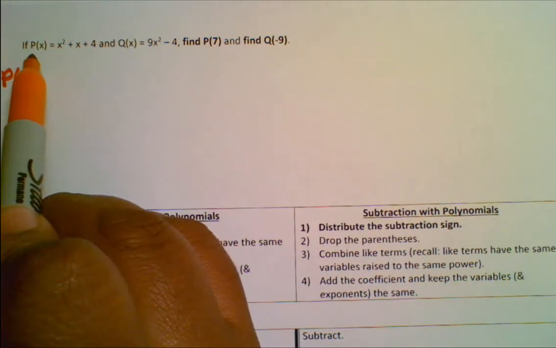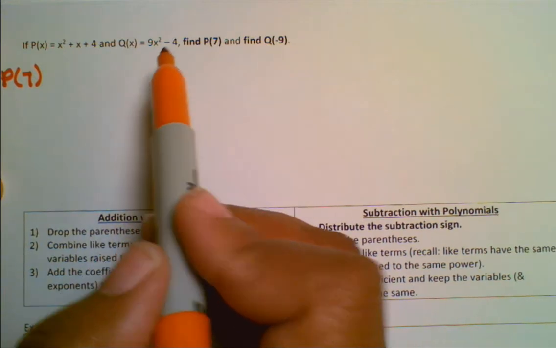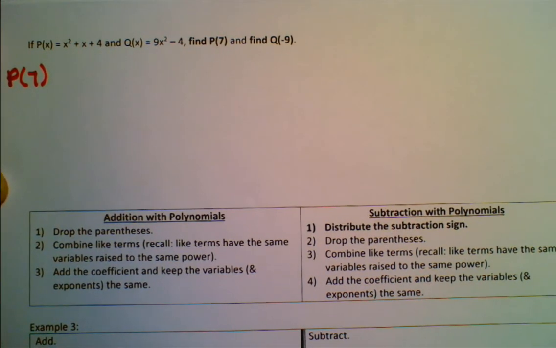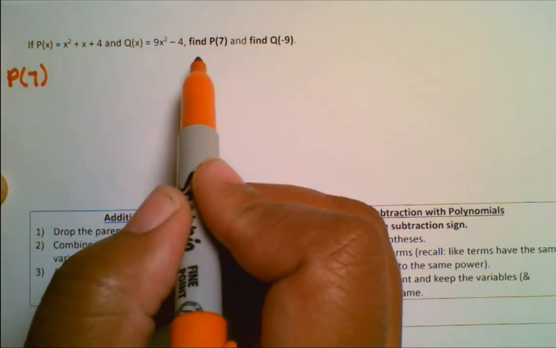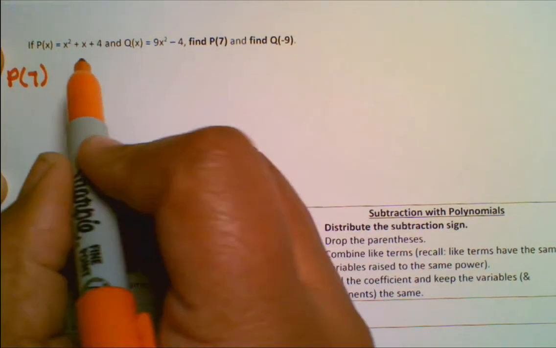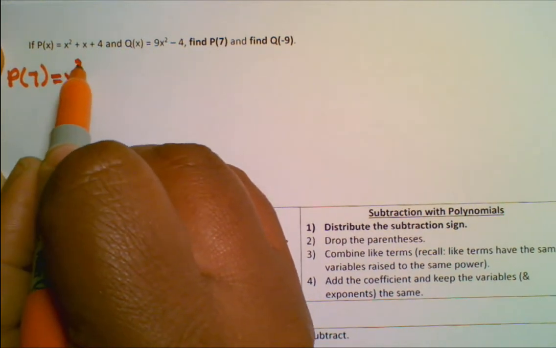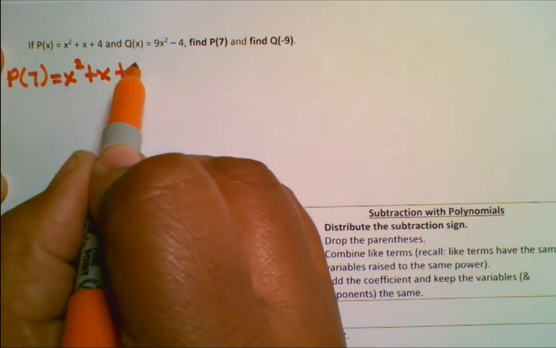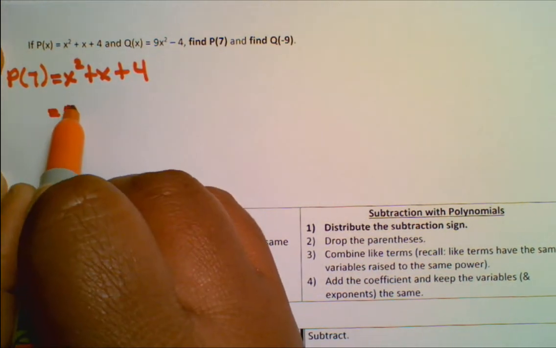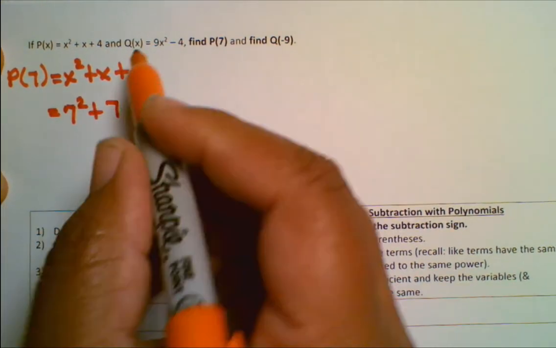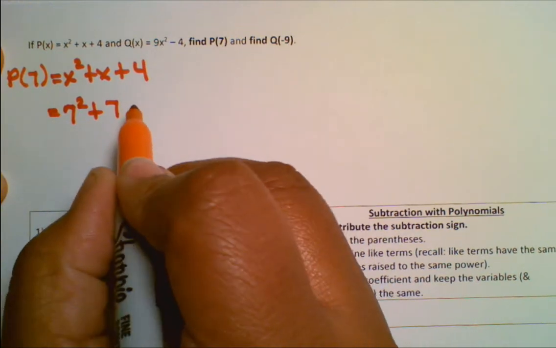Well, we have two functions, p of x and q of x. Where are we going to substitute this p of 7? In the p of x equation: x squared plus x plus 4. So wherever we see x, we're going to plug in the number 7 for the variable.